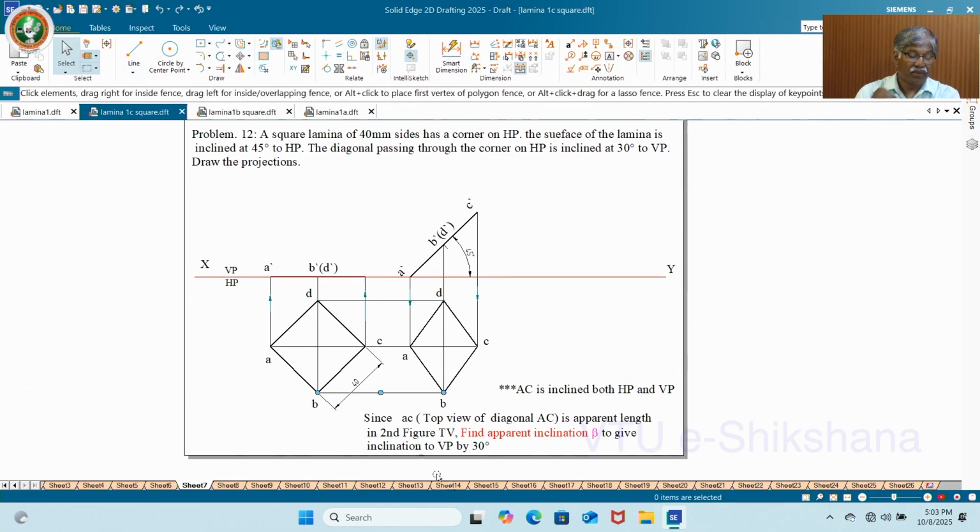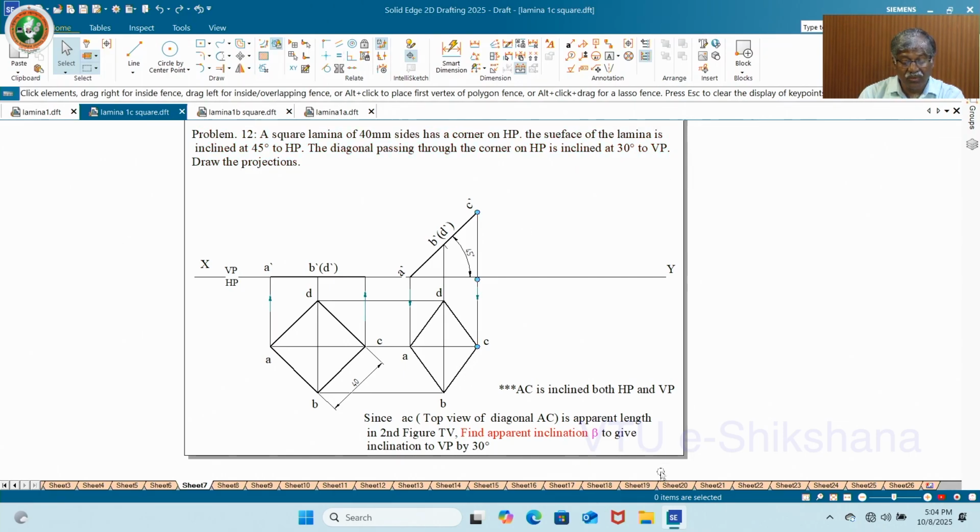Now, AC, capital AC, is the actual diagonal, inclined to both HP and VP. It is again the diagonal passing through the corner on HP, inclined at 30 degrees to VP. Already it is inclined at 45 degrees to HP. As I explained, when a straight line is inclined at some degree to both HP and VP, you get beta or alpha as the reference.